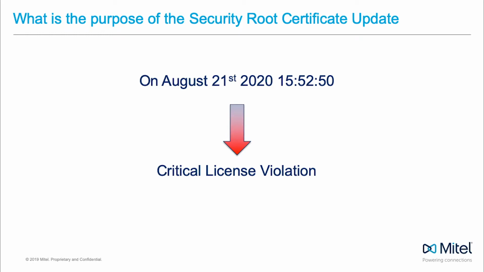So why do we need to do this? On the 21st of August 2020, the AMC MiVoice Business Security or Root Certificate will expire. When this happens, the system will go into critical license violation unless a new certificate is added to the system.